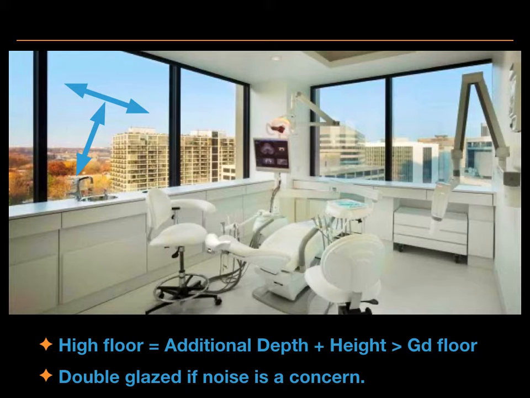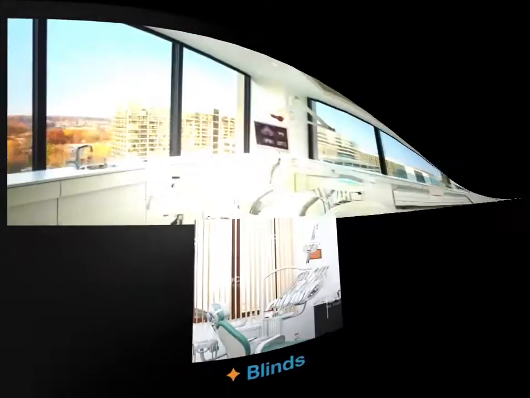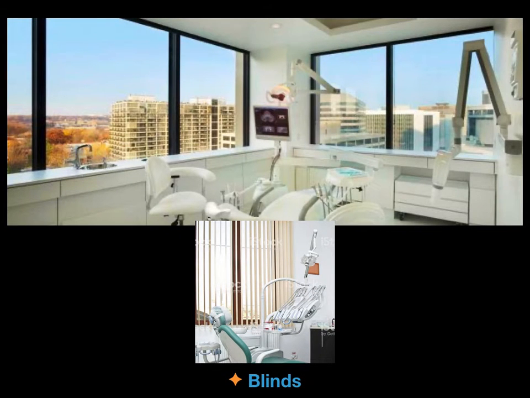Windows can be double glazed for soundproofing if noise is a concern. In case your office doesn't have a nice view, or in case the adjacent buildings are too close, you can always add stylish blinds. This provides privacy but still maintains the extra space and light.